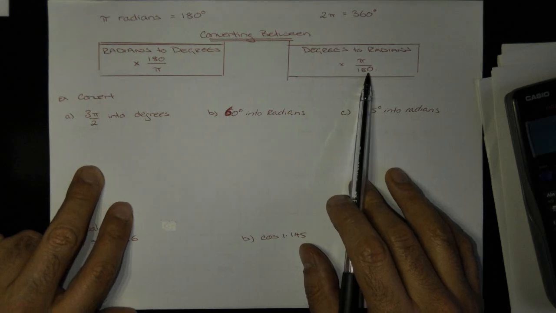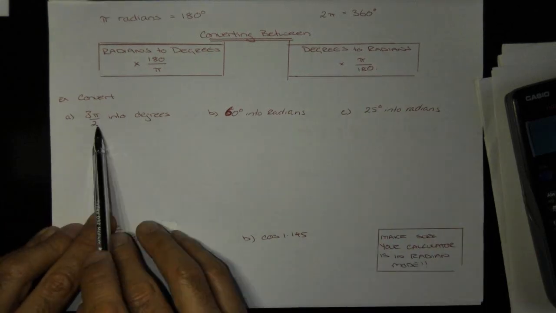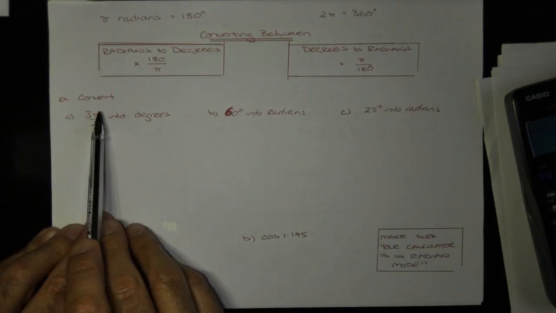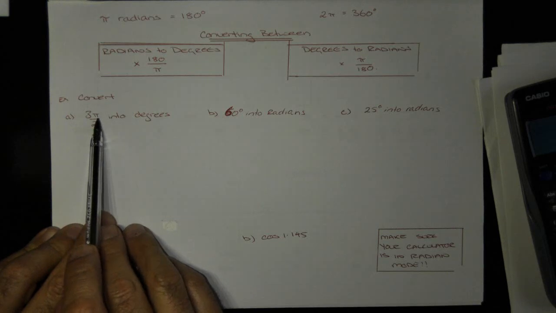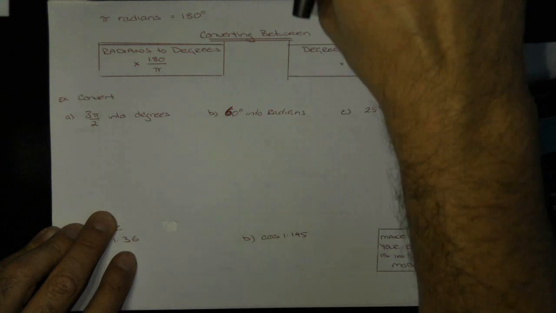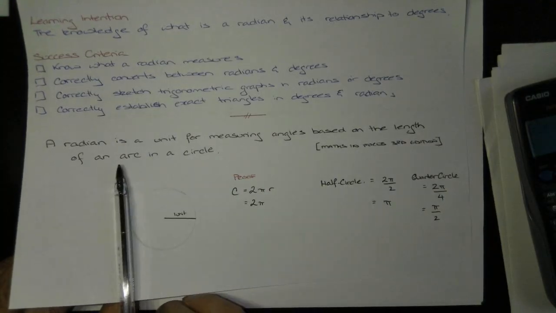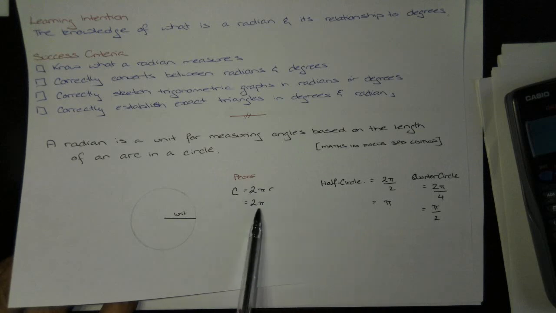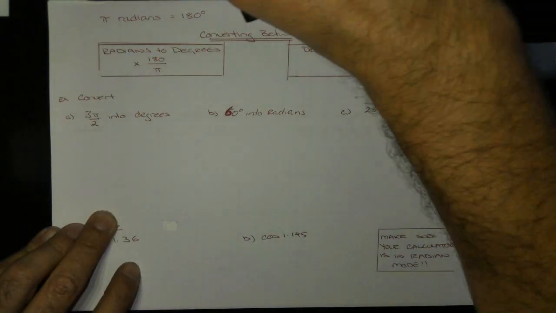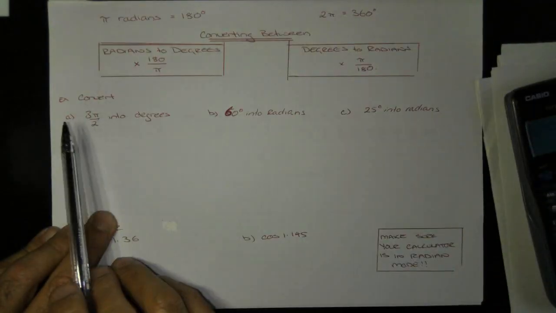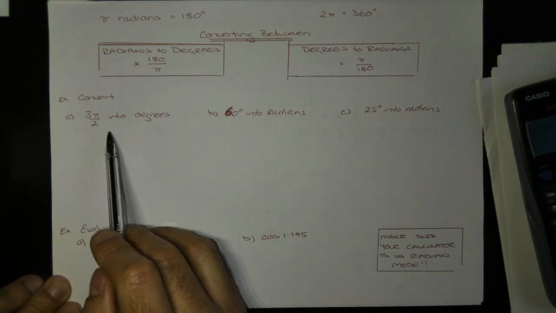Okay. So if this is 3 pi over 2, as soon as I see a pi thing, I know it's in radians. Yeah, it's in terms of pi. As I said, a radian is a unit for measuring angles based on the length of an arc. So a radian is a unit for measuring angles in relation to pi. Okay, so I want to convert this into degrees.